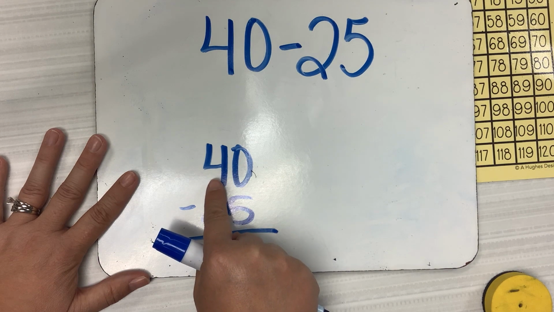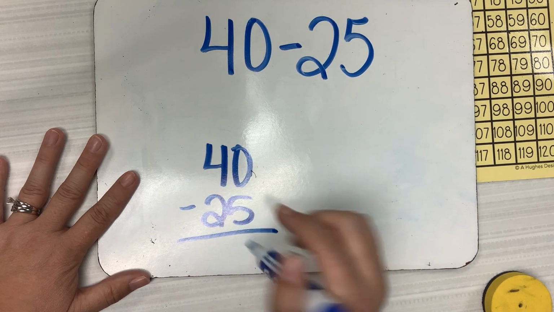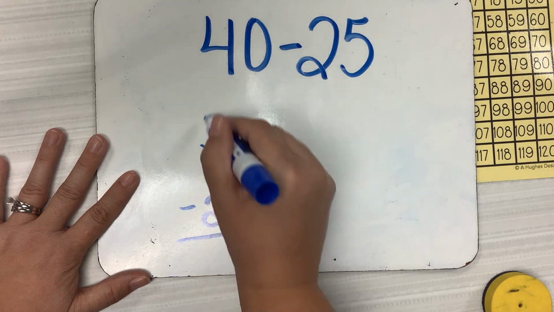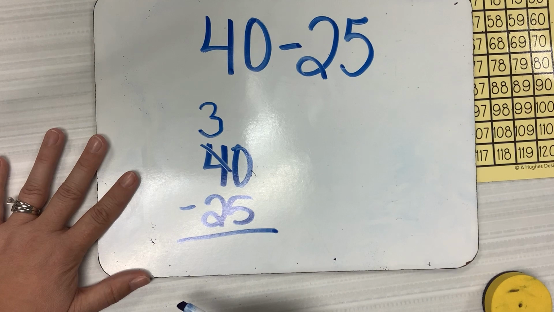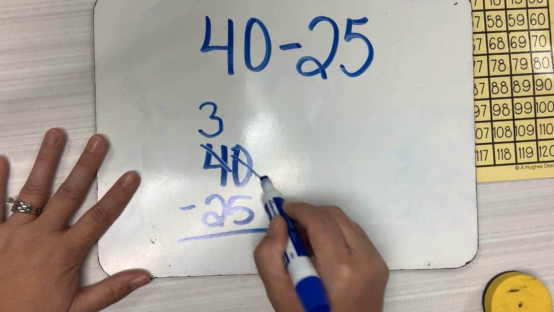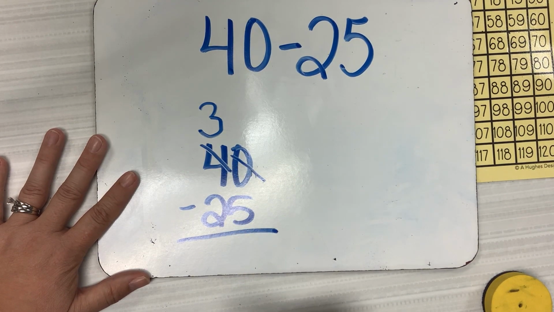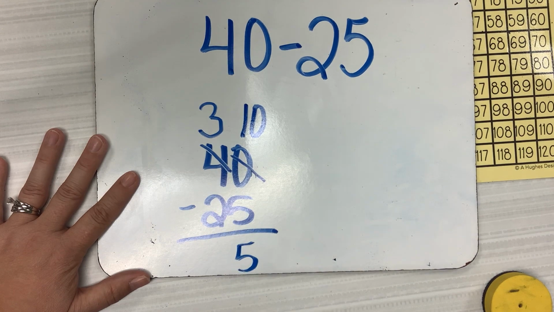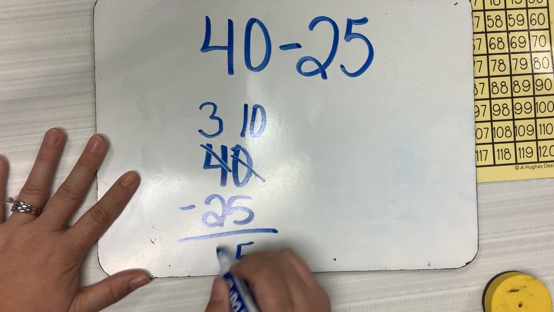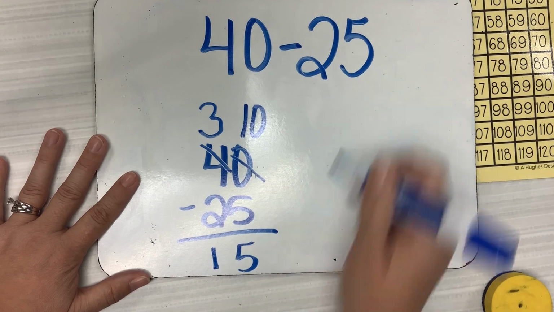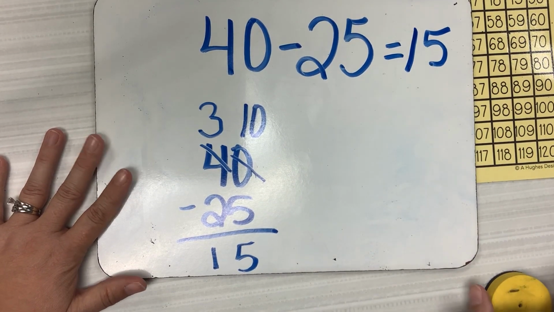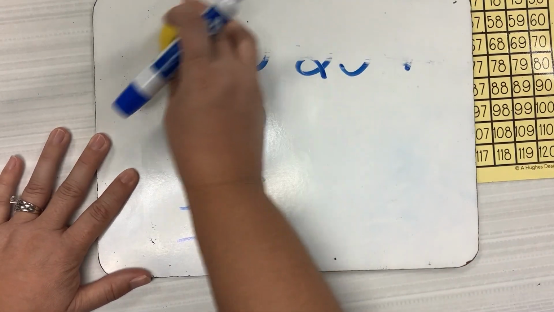I'm going to borrow a 10 and move it here. If I had 4 tens and take away 1 ten, now I have 3 tens. If I had 0 ones and add 10, now I have 10 ones. 10 minus 5 is 5. 3 minus 2 is 1. My answer is 15. That was borrowing or trading.